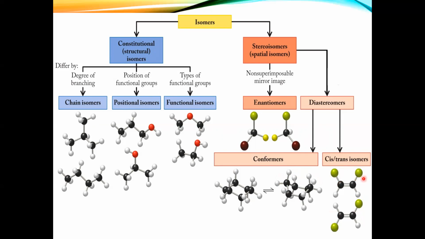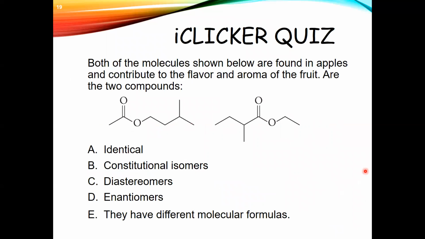Cis trans isomers, though, you will need some chemical reaction because it can't rotate around this double bond. So it's stuck in either the cis or trans isomers. So with that, let's leave you with one last iClicker question.